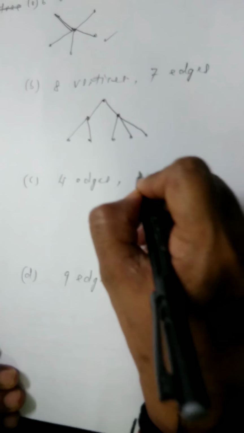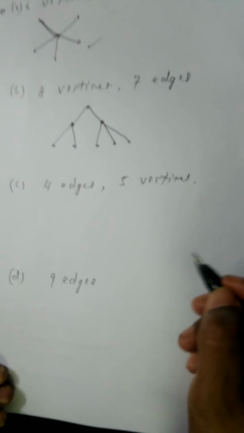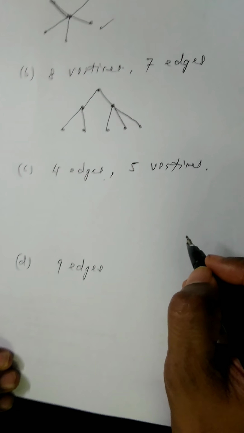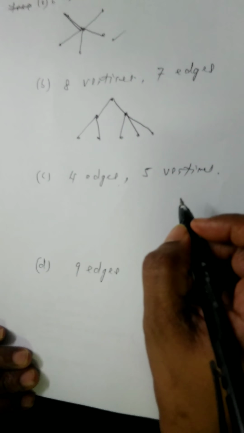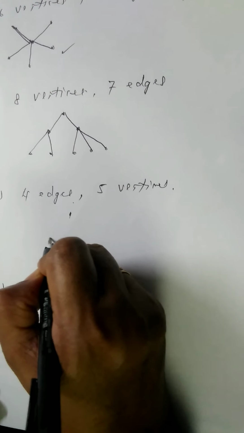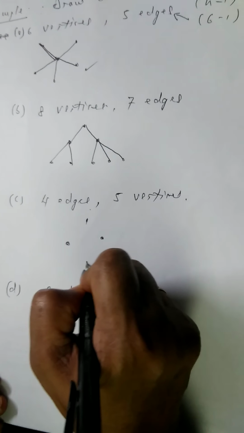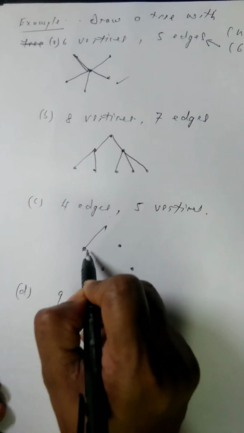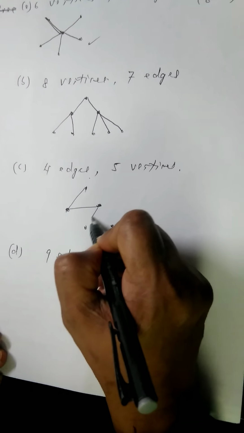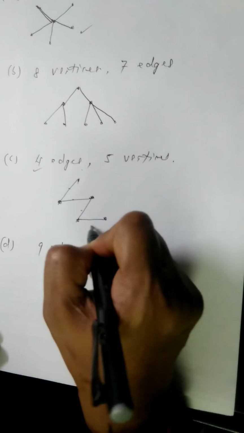Next, I've got 4 edges, meaning I must have 5 vertices. Okay, 4 edges, 5 vertices. So let's try. This is trial and error. Maybe 1, 2, 3, 4. 4 edges: 1, 2, 3, and 4.